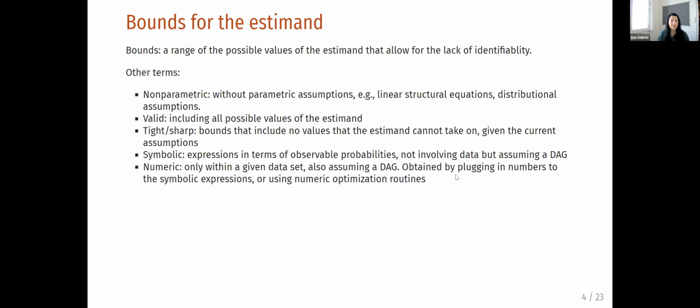And then numeric, and this is versus symbolic, it's only within a given set of data. It also assumes the DAG, or the relationship between the measured variables and the unmeasured variables. And you can either obtain these numeric bounds by plugging into symbolic expressions or by directly optimizing the data that you have under the assumed DAG to get these bounds.